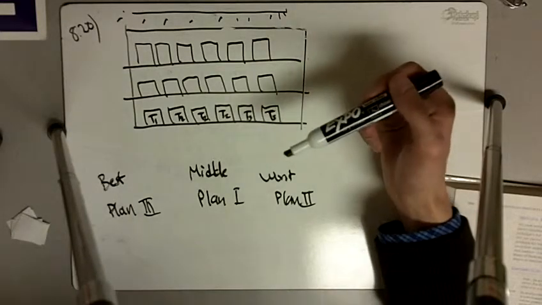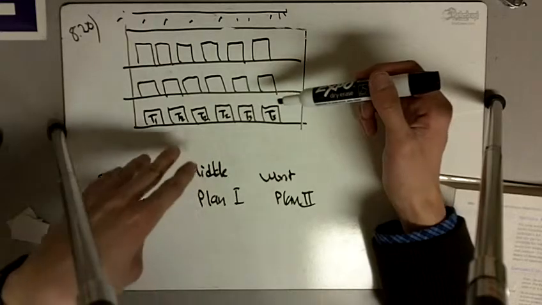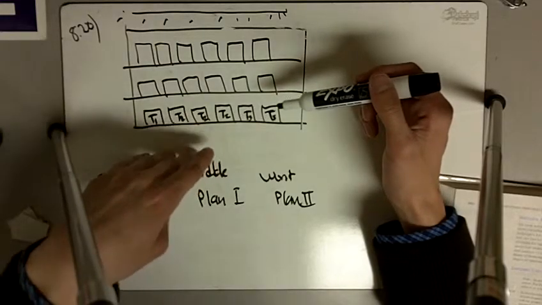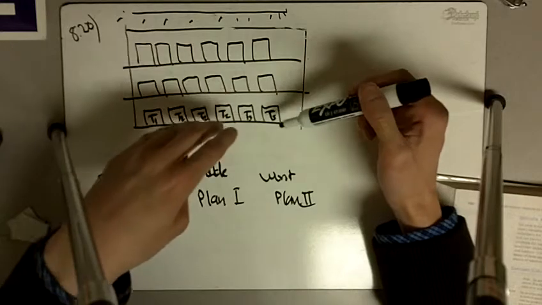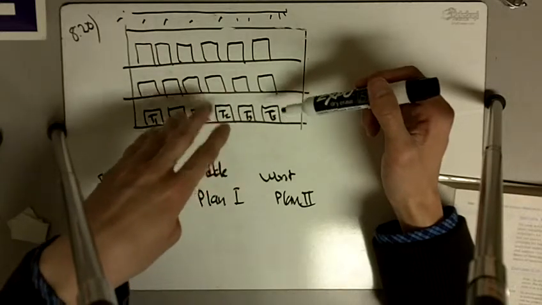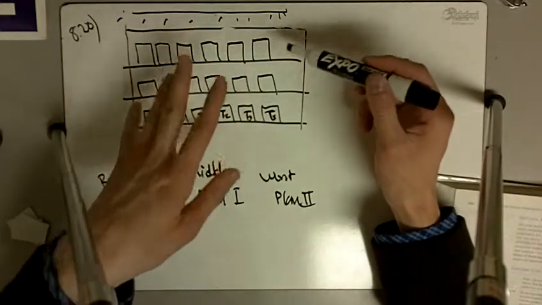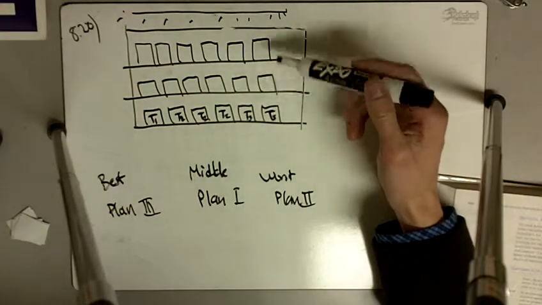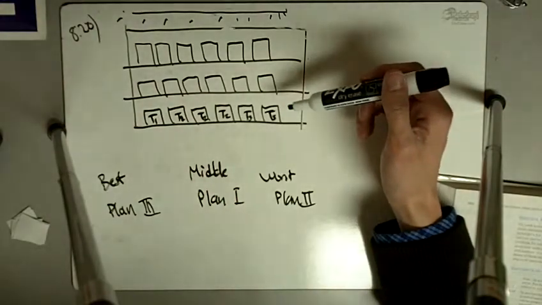Plan 1 is okay, but you might end up with a whole bunch of rats of treatment 1 on the bottom tier, and you might end up with treatment 3 on the top tier, something like that, and that's going to mix up some of the results.